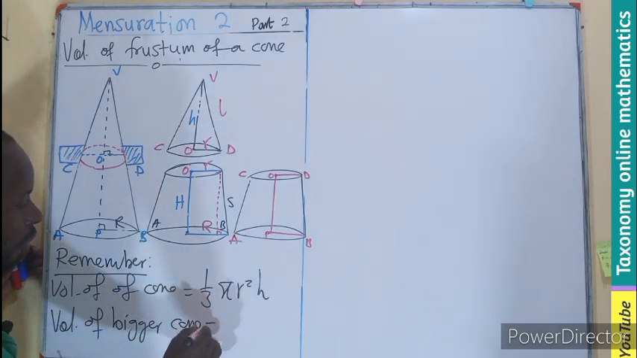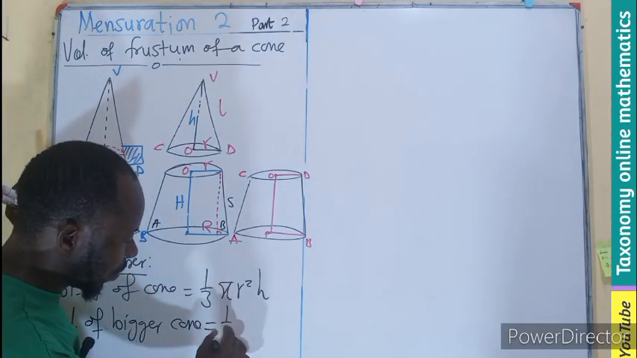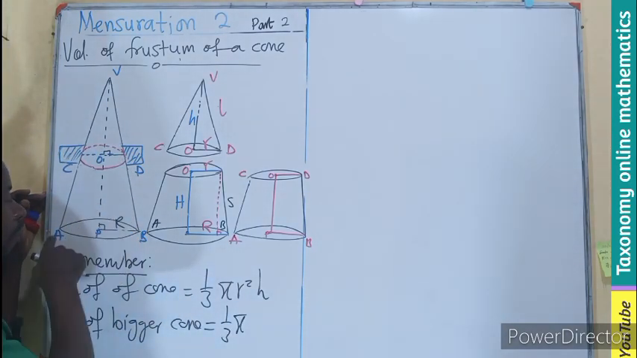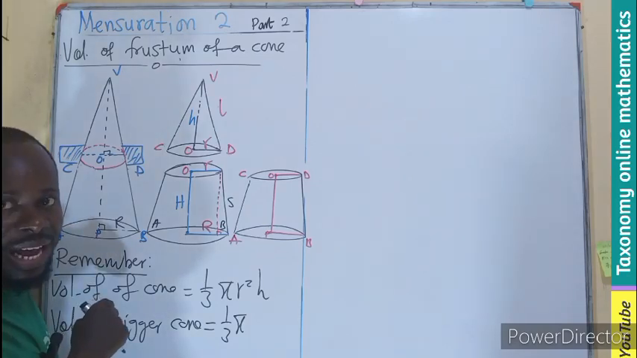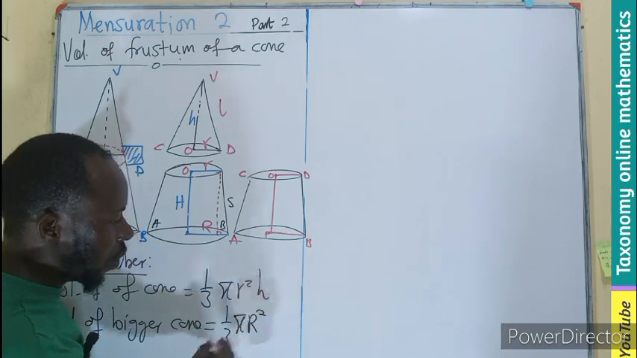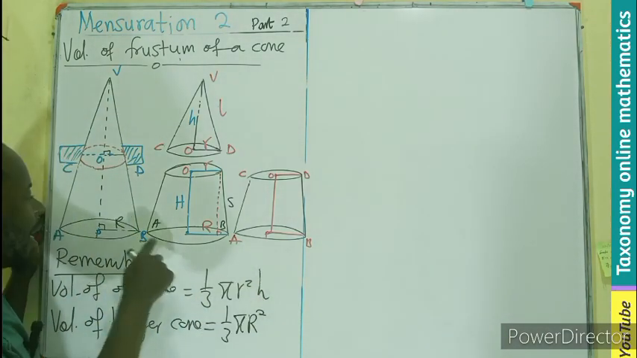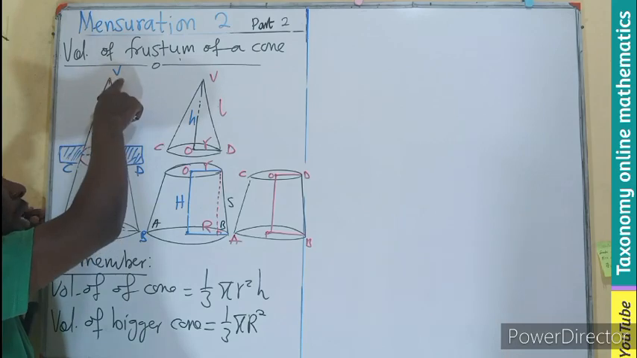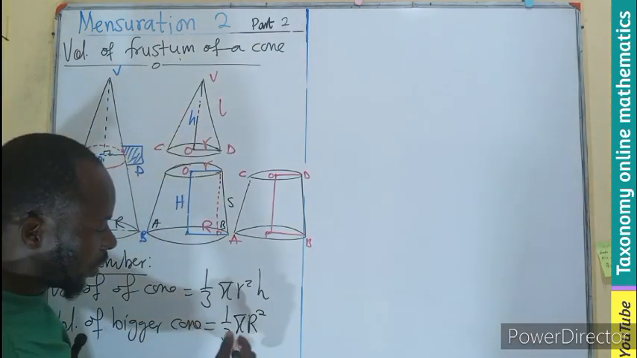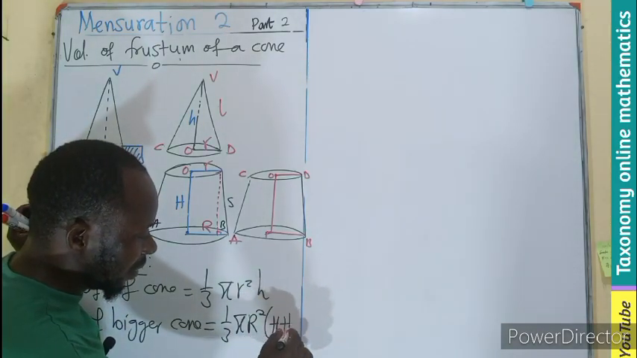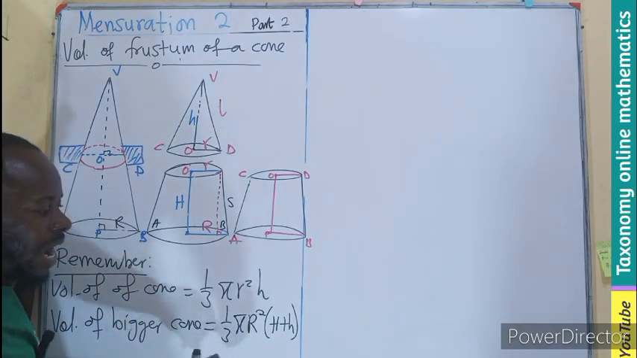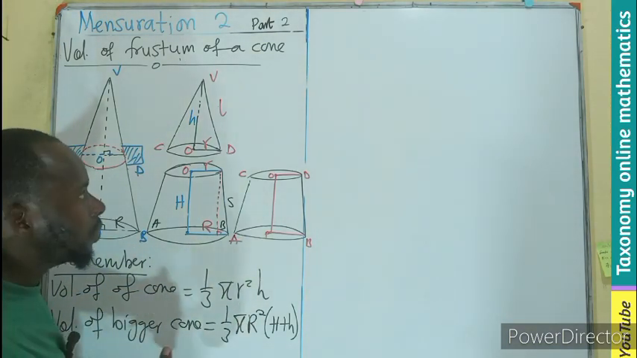The bigger cone is going to be 1/3 pi r square. The r is the radius of the base. In this case, you're using capital R. We've defined them in the previous episode. So we use capital R square H. H is going to be from here to the top, which we define in there to be small h plus the capital H. So we'll be having this plus this as the volume. So in finding the volume of the bigger one, this is what we are going to use.